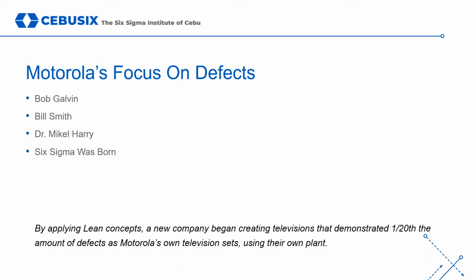By applying lean concepts, a new company began creating televisions that demonstrated 1/20th of the number of defects as Motorola's own television sets using their own plant.